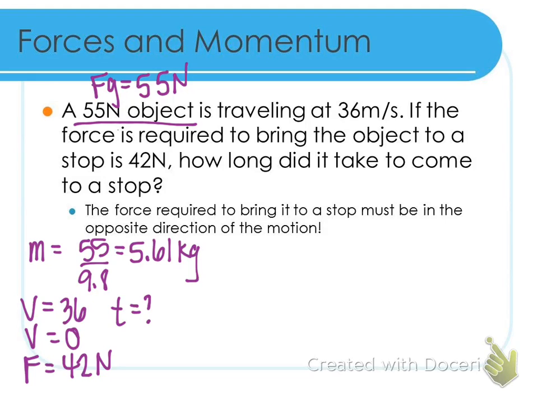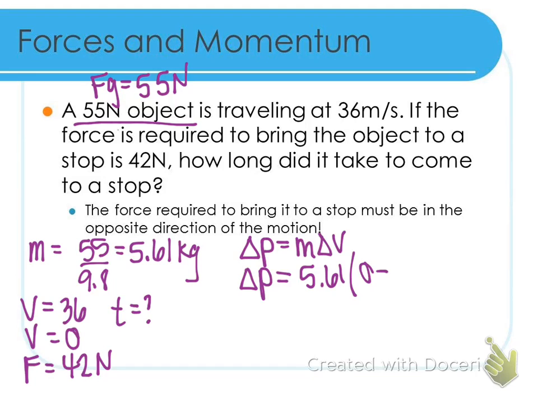If you can go ahead and solve this problem yourself, you can hit pause and do that. But I'm going to work through it. We weren't given a momentum, so we're going to take delta P equals mass times delta V. Our change in momentum is equal to 5.61 times our final velocity minus our initial velocity. So 5.61 times negative 36 gives us negative 202 kilogram meters per second.